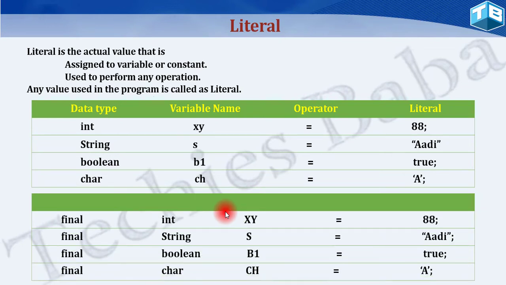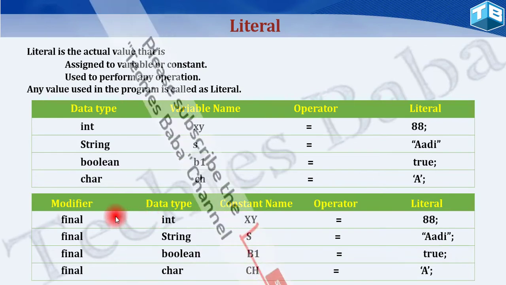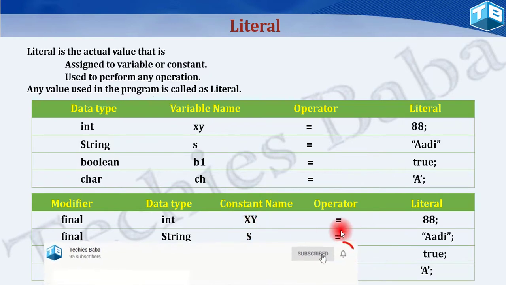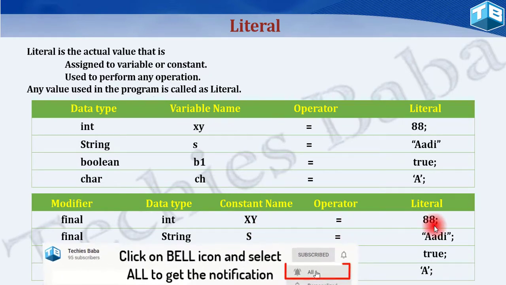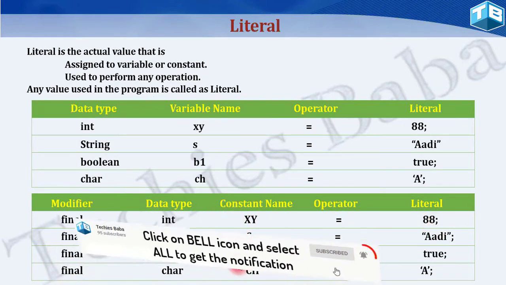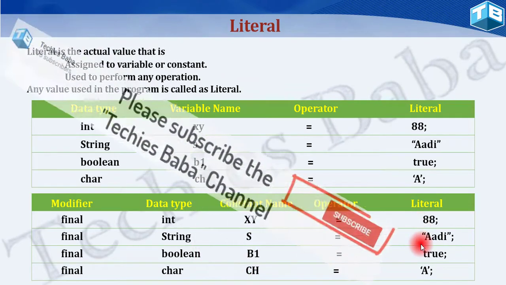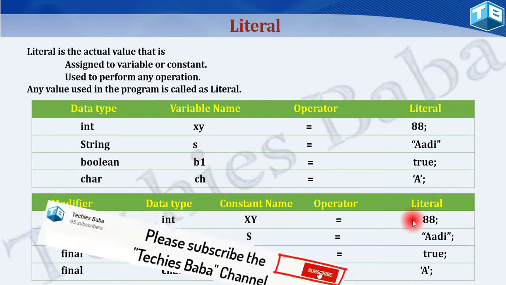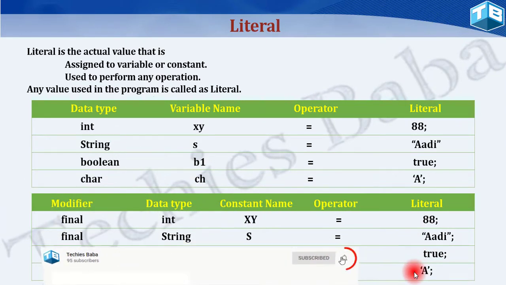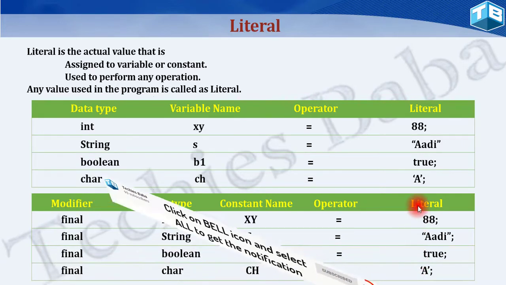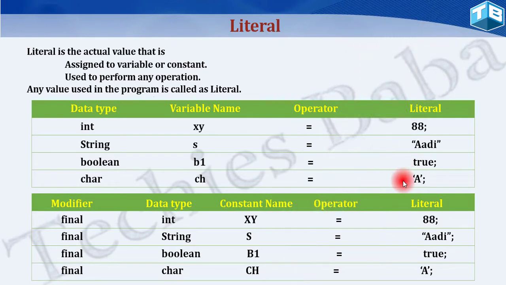Any type of constant. So final is the modifier, int is the data type, xy is the name of the constant, equals operator, and then 88 is the actual value. These are the variables: xy, s, b1, ch. These are the constant names. And 88, true, and a are the values, the actual values. So this is a literal.